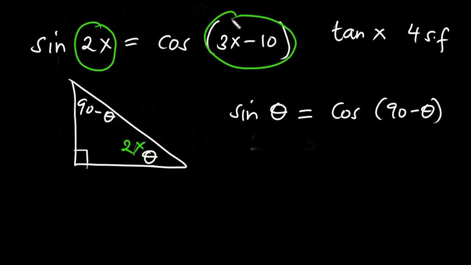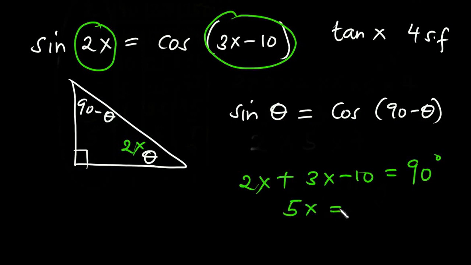So what we should do is form an equation such that if we add this angle, which is 2x, to this other angle, which is 3x minus 10, we should get 90 degrees. So we're going to work out the value of x. When we put like terms together, we have 2x plus 3x, it's 5x, and then we can add 10 to both sides so that this cancels out.